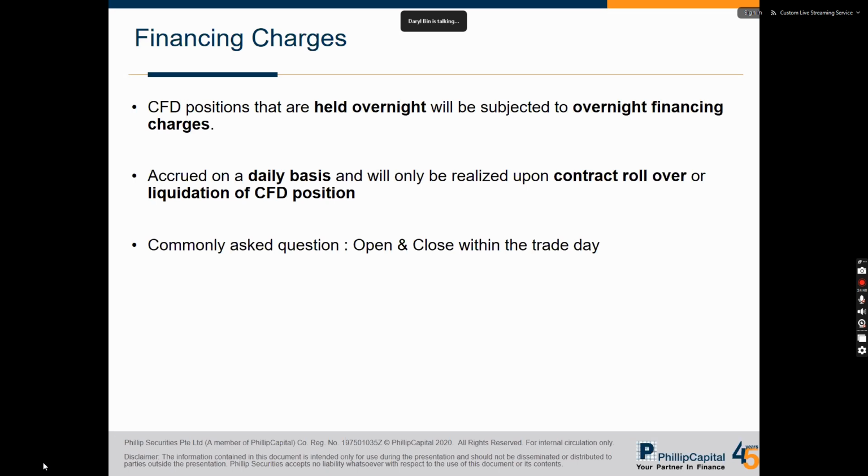So remember I said that if we hold past overnight, we'll be subjected to a financing fee. Overnight doesn't mean 12 a.m., but it means after the market closes. So if we open and close within the same trade day, there will not be any financing charge. It will only be charged if you hold past the market close. For example, the US market: let's say we open a position today at 10 p.m., and then at 1 a.m. we decide to close it. There will be no financing charge in this situation.